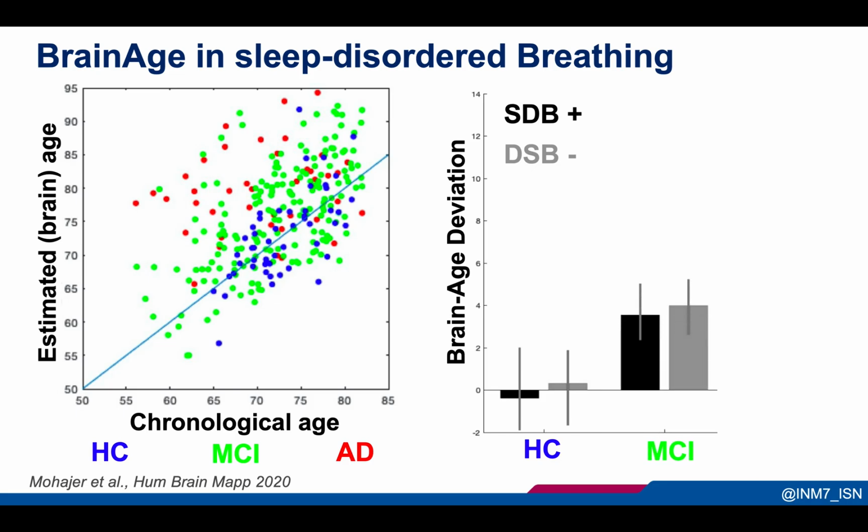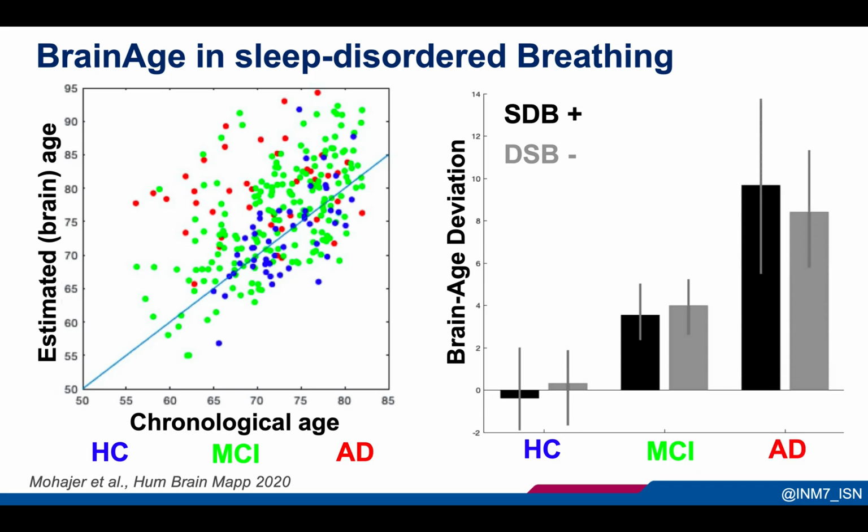Looking at the MCI subjects, we confirmed previous results that MCI goes along with an accelerated brain aging. Here it's about 4 years, and again, no effect of sleep disordered breathing. Last but not least, the subjects with Alzheimer's disease were estimated to be a lot older than they actually were.